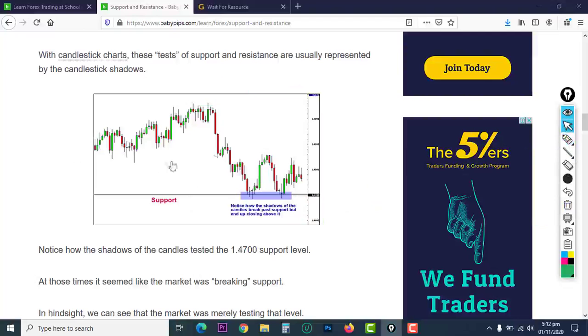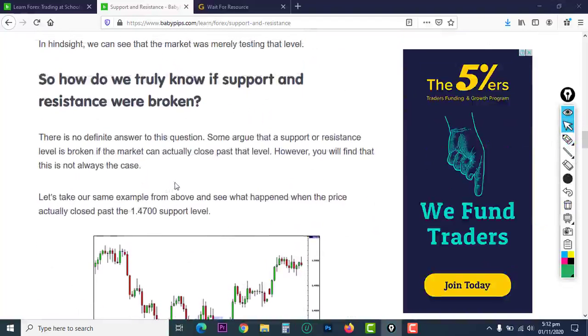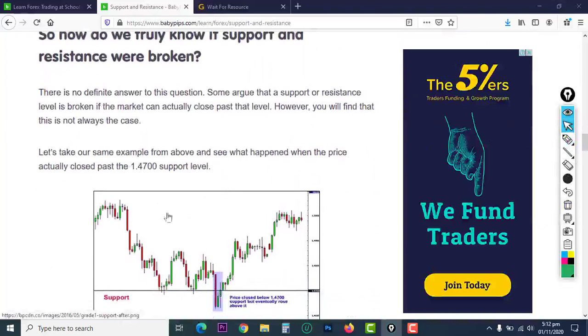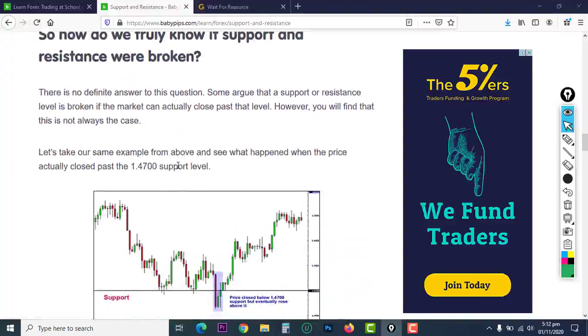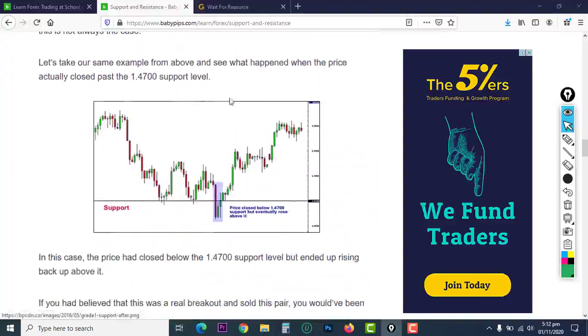So let's move on. I hope you understand what support and resistance mean, okay? So how do we truly know if support and resistance were broken? Look at this diagram very well. How do we trade the market? We buy the market when it comes to the support level. And if the market falls below the support, we say the support level has been broken.